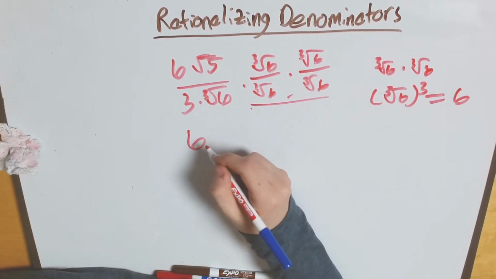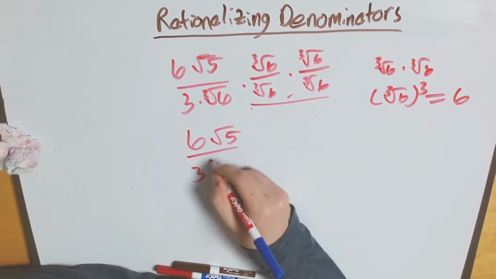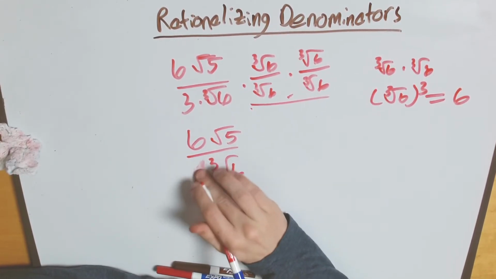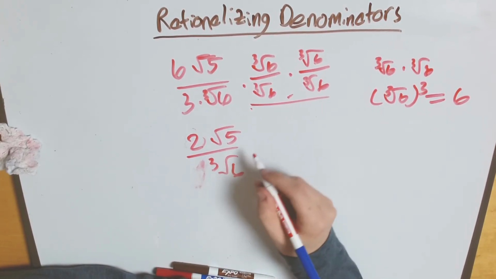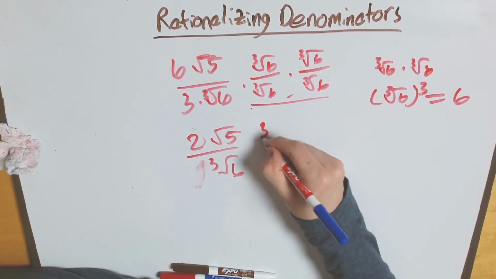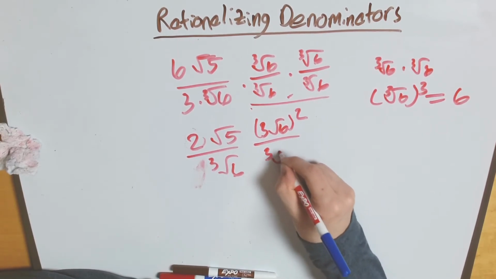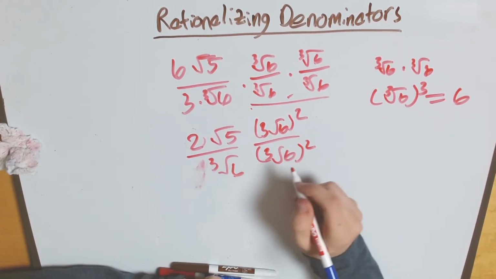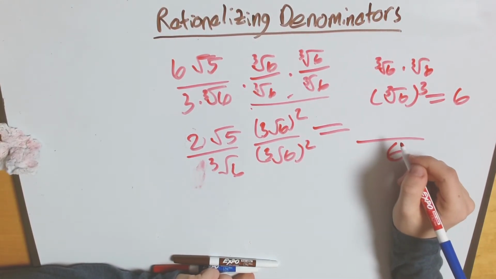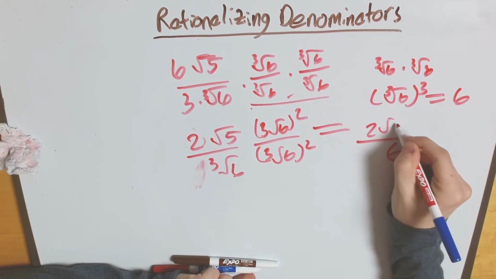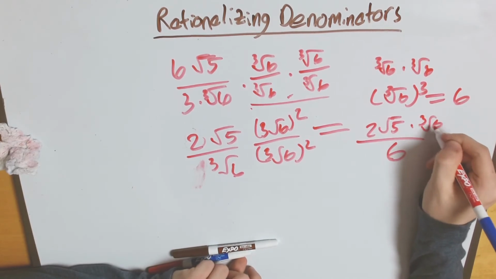So you really want to rewrite this. You can write this as 6 root 5 over 3 cube root of 6. Actually, we can cancel out the 3s while we're at it. So the numerator is just 2 root 5, times cube root of 6 squared over cube root of 6 squared. And then on the denominator, that cancels it out, so we're just left with 6. And we have 2 root 5 times the cube root of 6 squared.